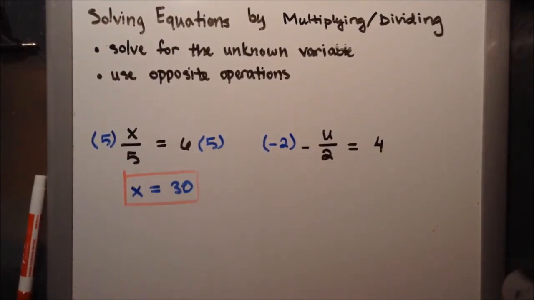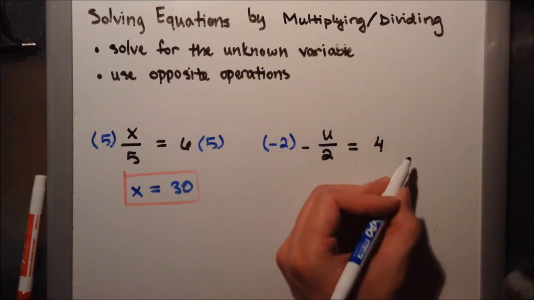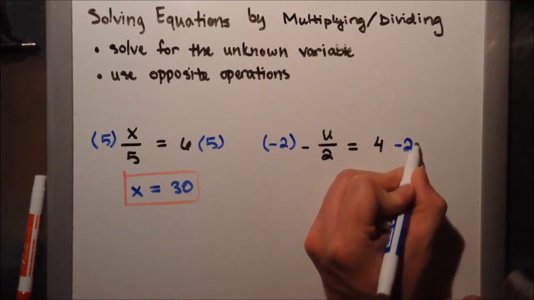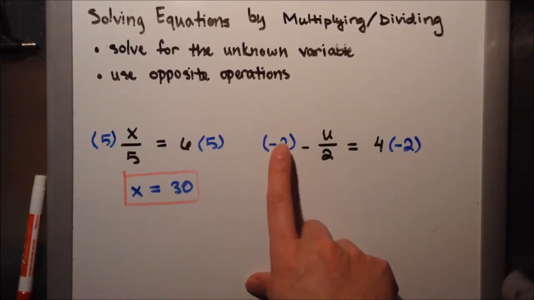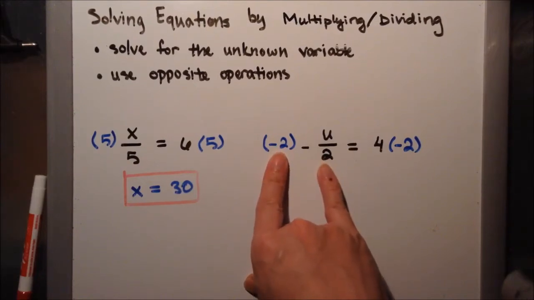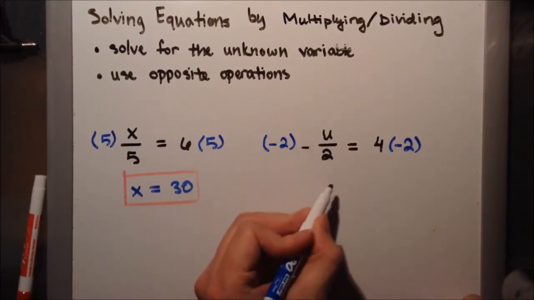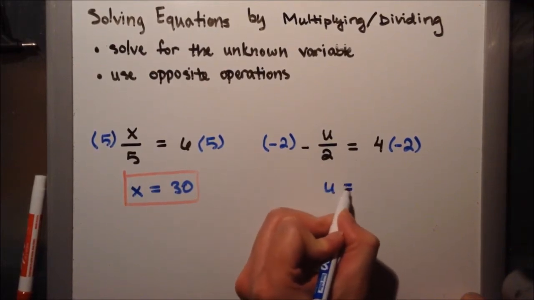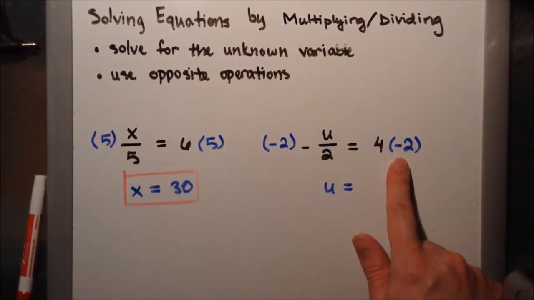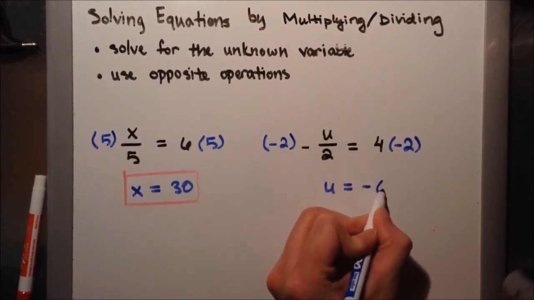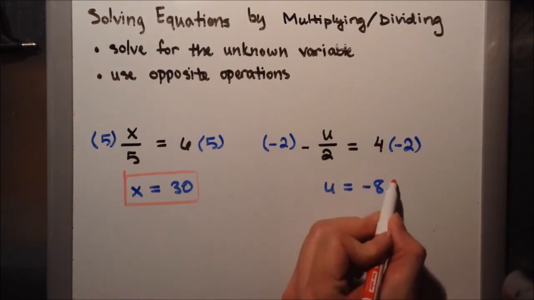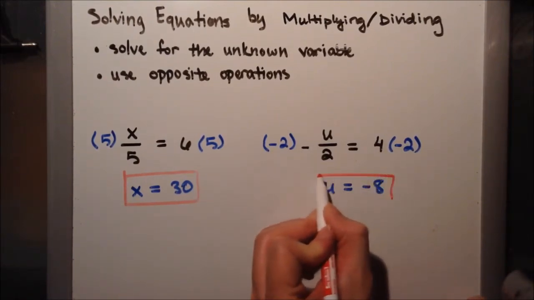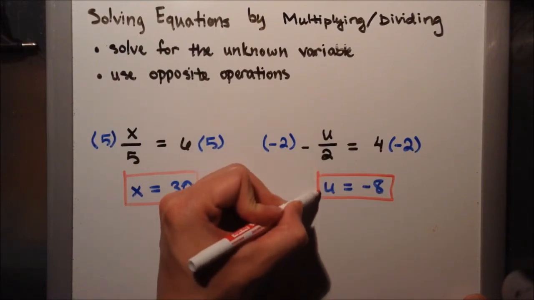Since I multiplied the left side by negative 2, I'm going to multiply the right side by negative 2. Again, when it comes to a fraction, we multiply by a whole number, negative 2. So negative 2 divided by negative 2 is just 1. We're left with u on the left equals 4 times negative 2. That's going to be negative 8. Since u is by itself, that's the final answer. u equals negative 8.